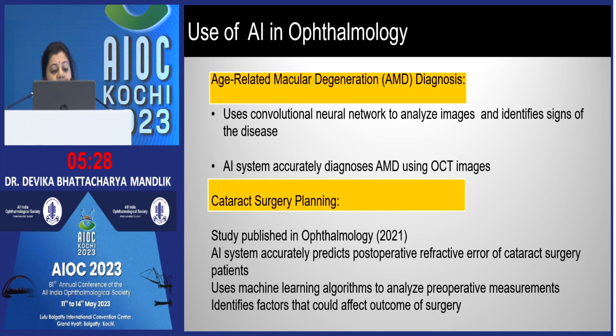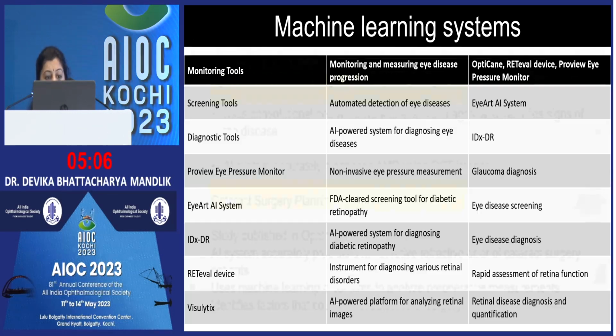Additionally, a few more studies show the use of convolutional neural networks to analyze OCT images and identify signs of disease. It also helps in cataract surgery planning, by using machine learning algorithms to analyze preoperative measurements so that we could identify the risk factors that could affect the outcome of surgery. These are various machine learning systems.